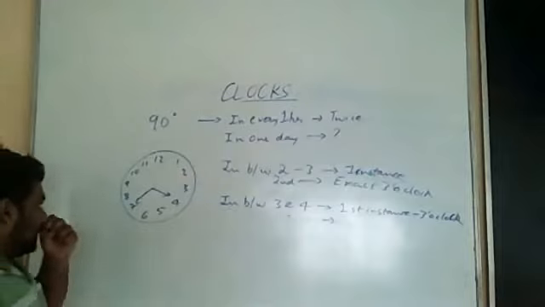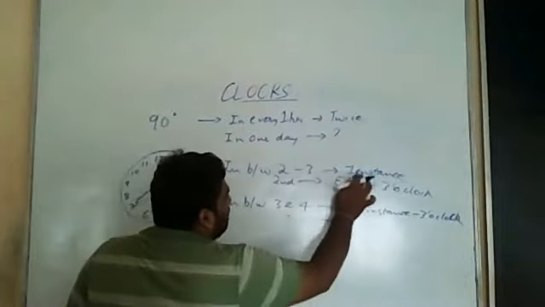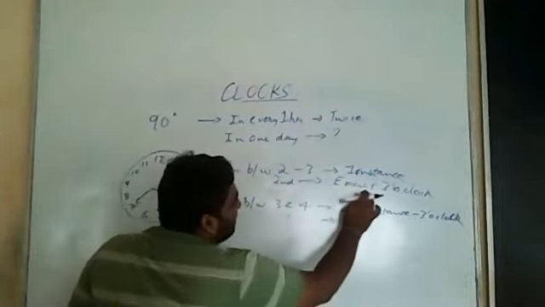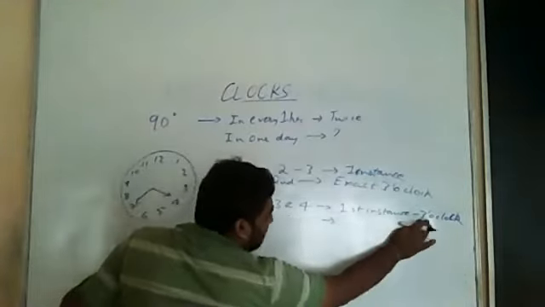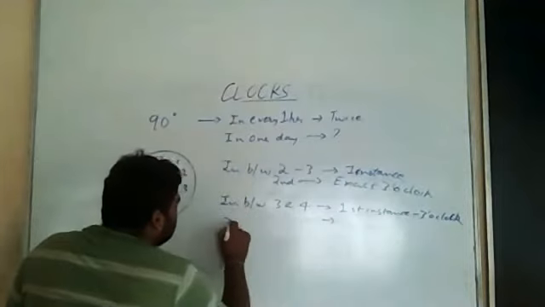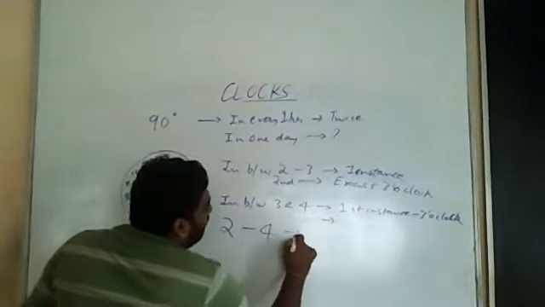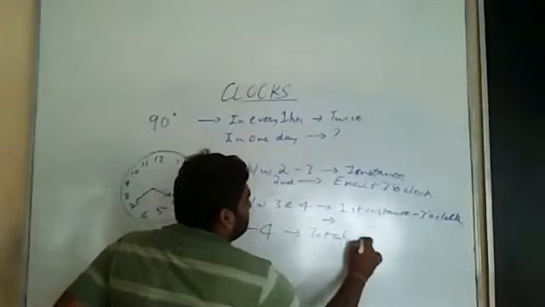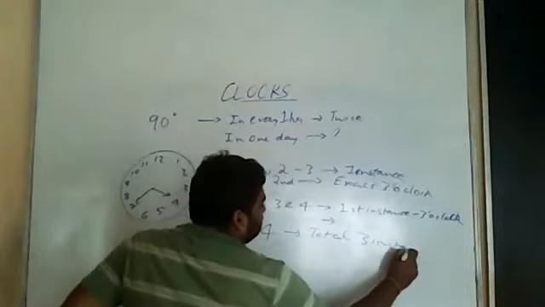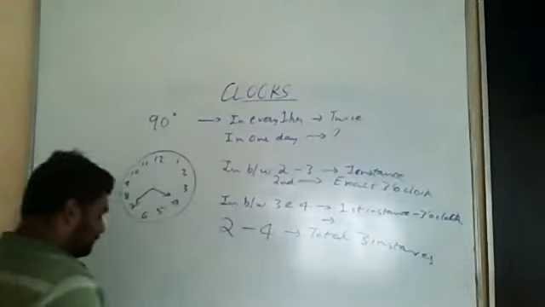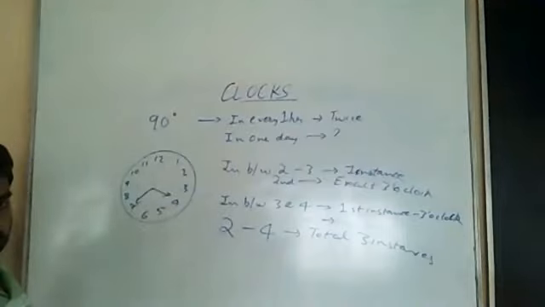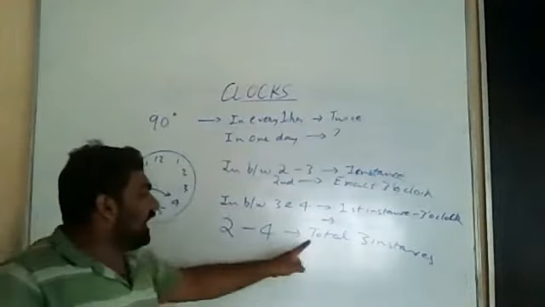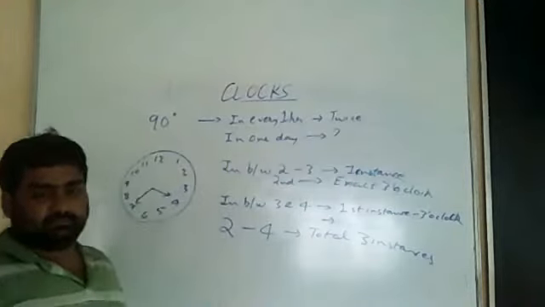Do you get this? So in between 2 and 3, there is one instance. The second instance is exactly at 3 o'clock. In between 3 and 4, the first instance is exactly at 3 o'clock. Then there is one more, which means in between 2 and 4, totally 3 instances. Do you see this? In between 2 and 4, there are totally 3 instances.